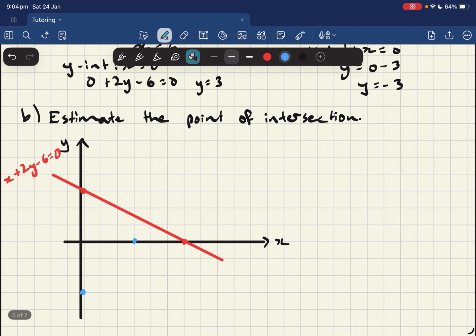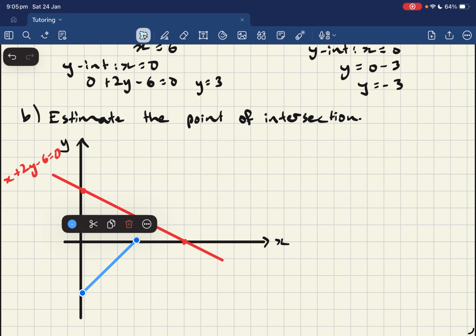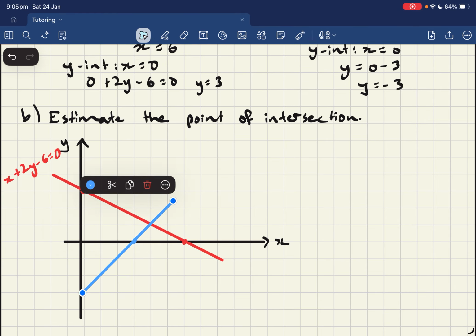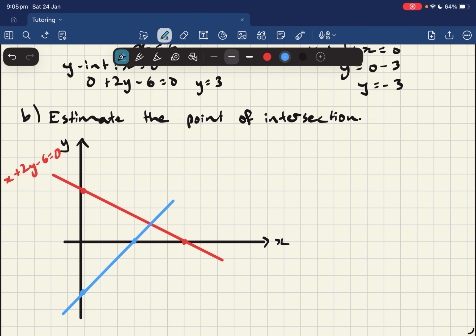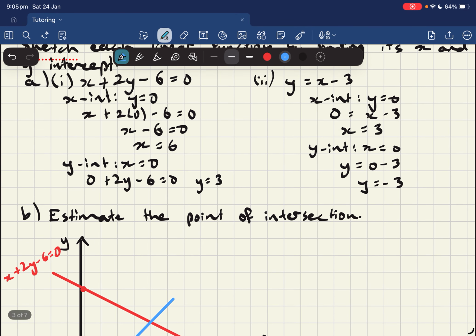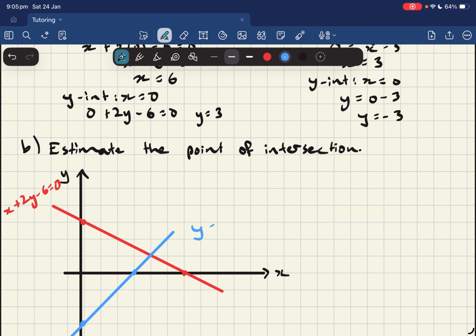And my next line, the x-intercept is 3, and the y-intercept is negative 3. Now I'm going to draw this, connect the dots, and just extend the line through. And I'm going to label my line too, so I get this being y equals to x minus 3. So it's saying to estimate the point of intersection in part B. I can see that this point of intersection occurs right here, and this is the point 4 and 1.